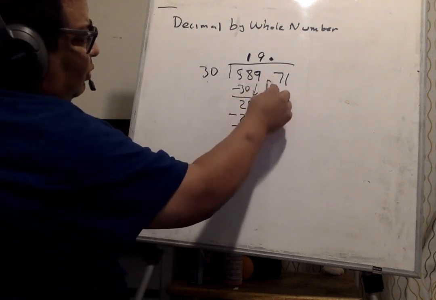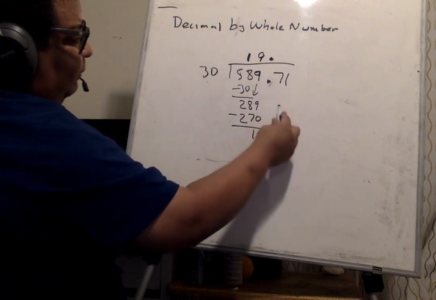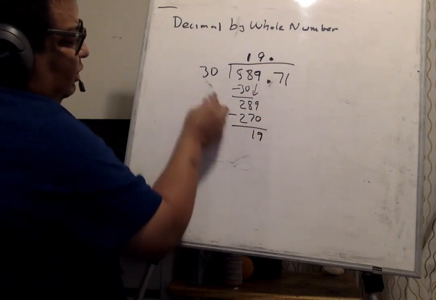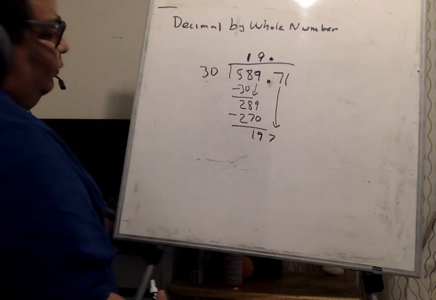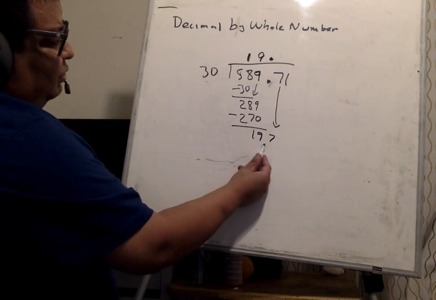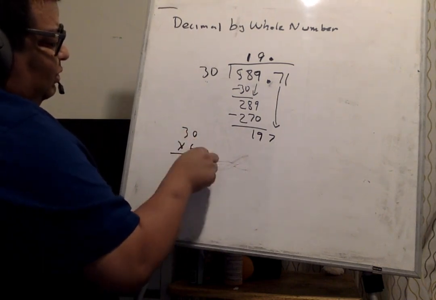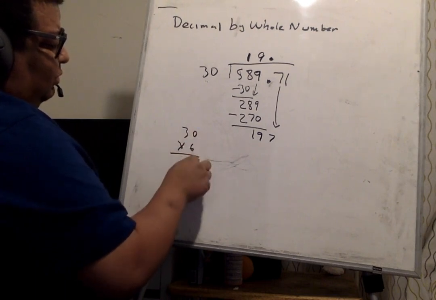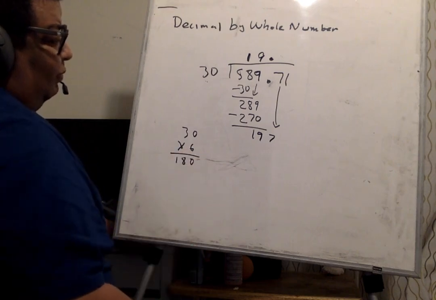Okay, now we'll go beyond the decimal point. So we're gonna start here. So 19. Does 30 go into 19? No. So we bring down the 7. Remember, in 200 there are about 6 thirties. So let's do 30 times 6. 6 times 0, 0. 6 times 3, 18. So that's it.